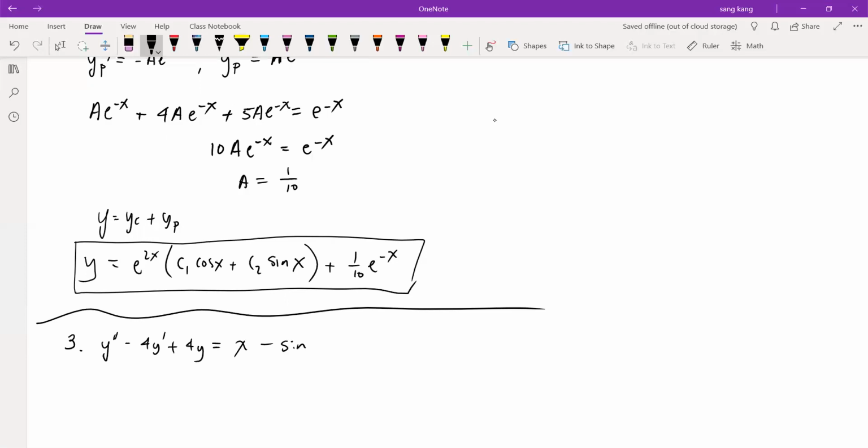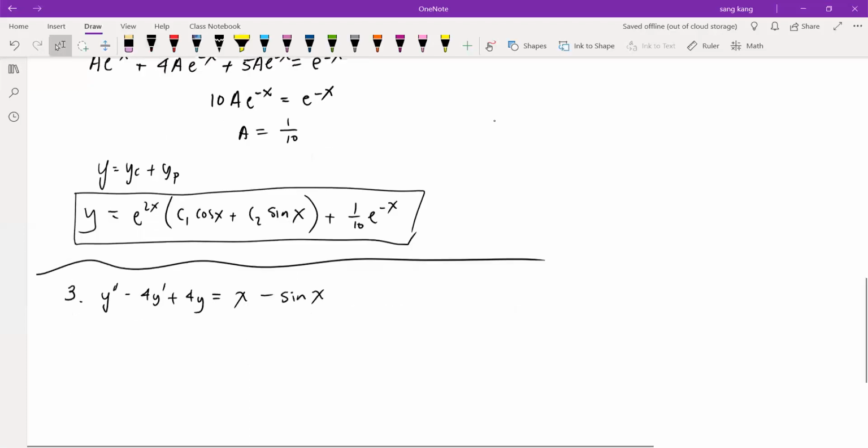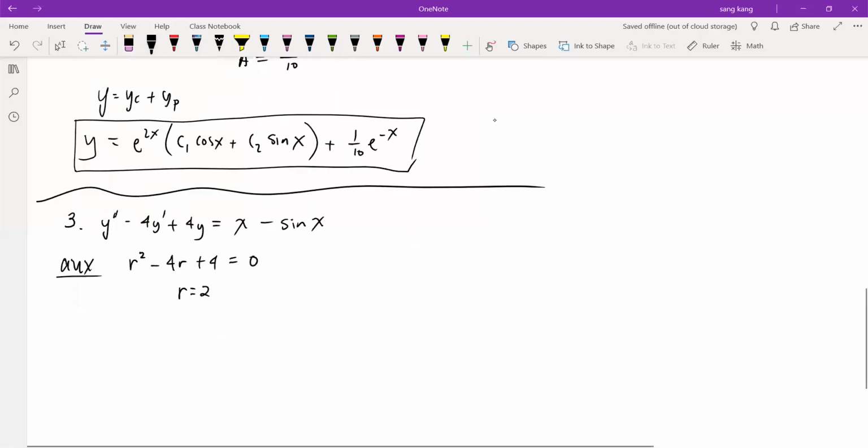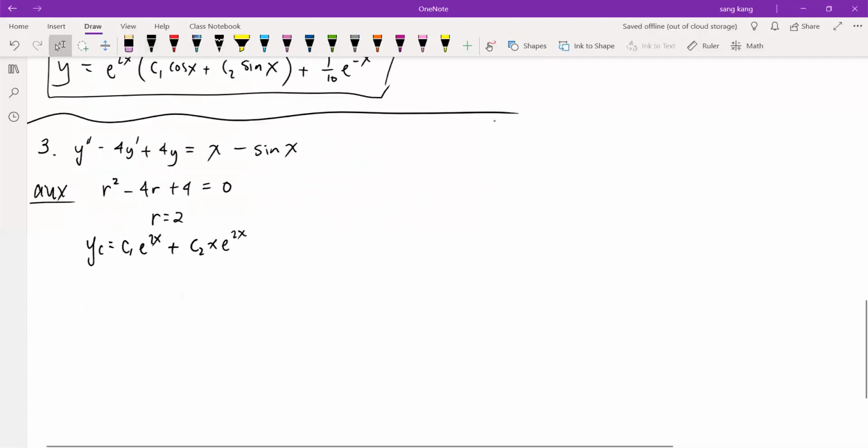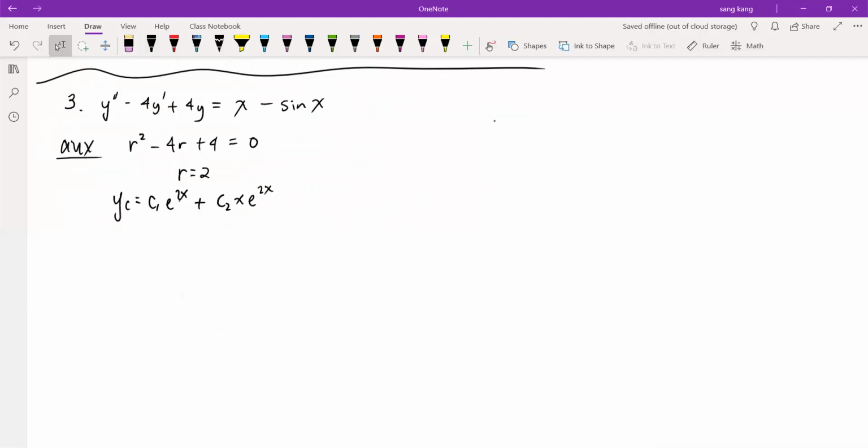Now we have two terms, so we're going to have to use the superposition principle. Let's first deal with our auxiliary equation, r squared minus 4r plus 4 equals 0. This will give us a repeating root, r equals 2. So our complementary will have c1 e to the 2x plus c2. Now we have to multiply the second term by x because it's a repeating root. This was labeled as case 2 in our homogeneous second order differential equation section.